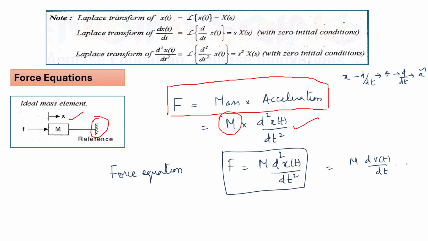If we want to write the same equation in terms of velocity, then the mass element into the first order differentiation of velocity, that is d by dt of v of t, can be considered.